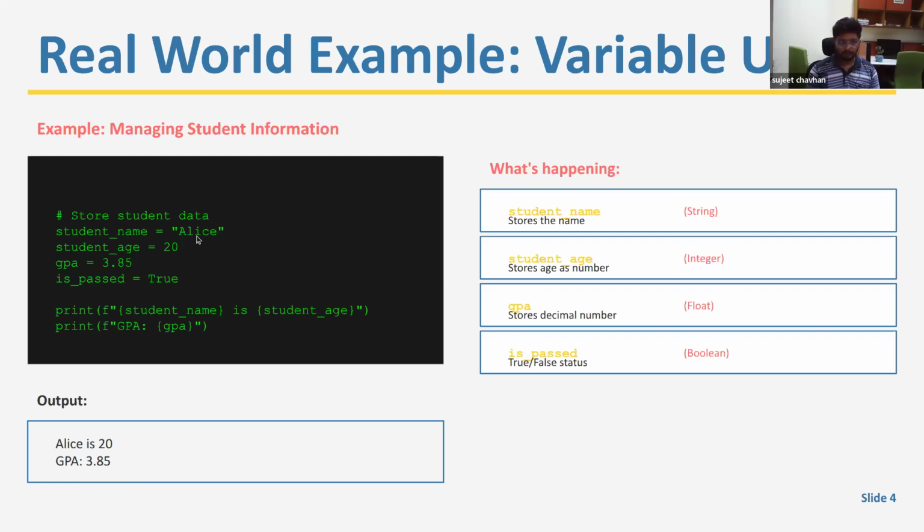So any doubt till now? Till this slide, if everything is clear, we can move. I have one question. What does this F do?